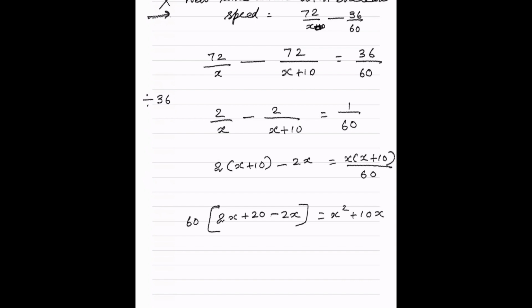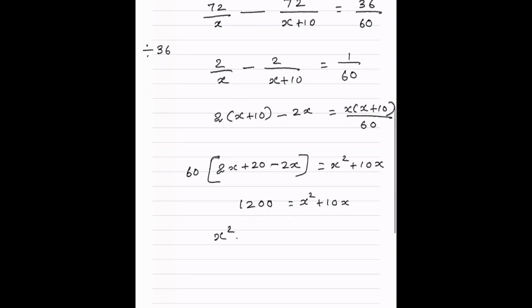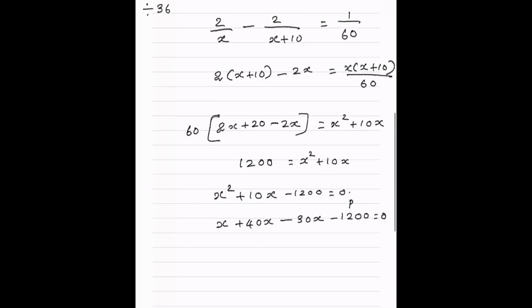So 2x and 2x will go off. I am left with 6 into 2 is 12, so 1200 equal to x square plus 10x. Make it a proper quadratic equation: x square plus 10x minus 1200 equal to 0. Now x square plus 40x minus 30x minus 1200 equal to 0. My factors p comma q are going to be 40 comma negative 30, because 40 plus negative 30 will give me plus 10x, and 40 into negative 30 will give me negative 1200.